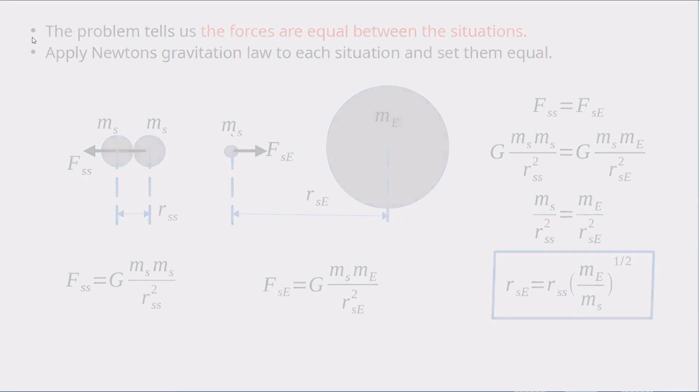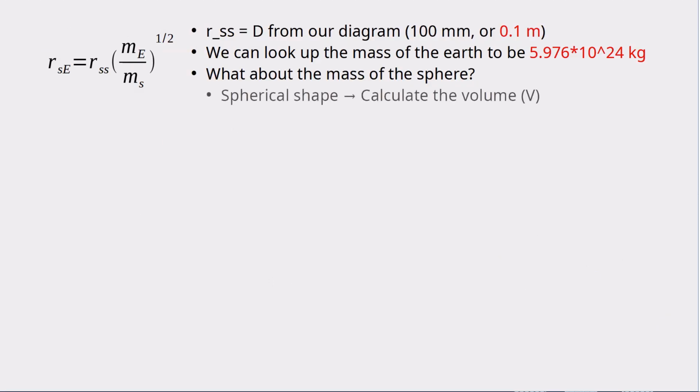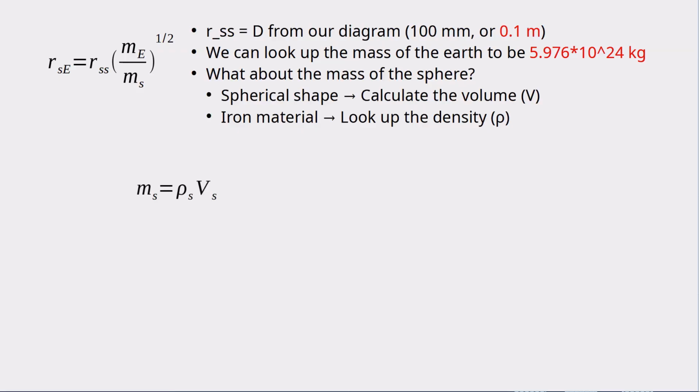We already know r_ss, and we can look up the mass of the Earth, which is about 6 times 10 to the 24 kilograms. The only remaining unknown is the mass of the iron spherical object, which we can determine by calculating its volume and looking up its density. The expression for mass is m equals rho times V.